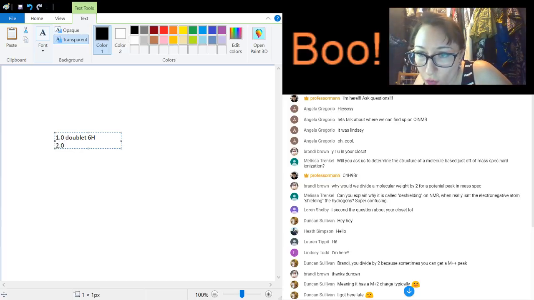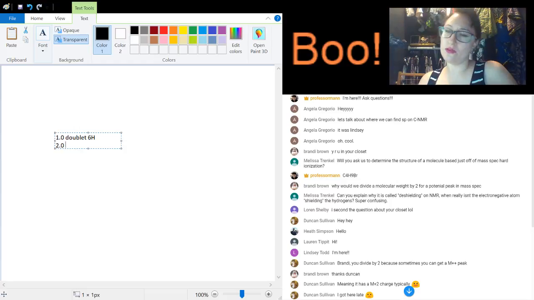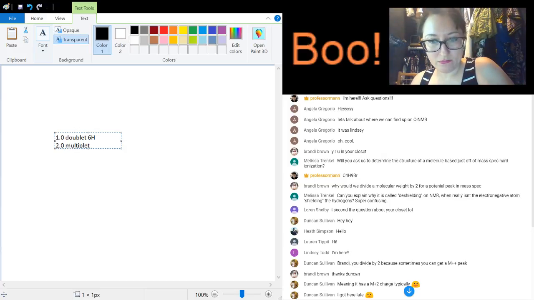And at 2.0-ish, we have a multiplet. I'm just going to call that a multiplet because it would be complex splitting. And that's 1 hydrogen, that's why it's kind of tiny. And then at about 3.3-ish, a doublet that's worth 2 hydrogens.